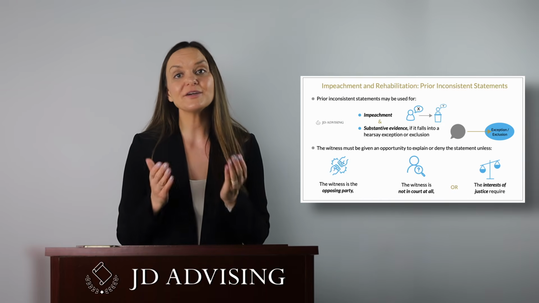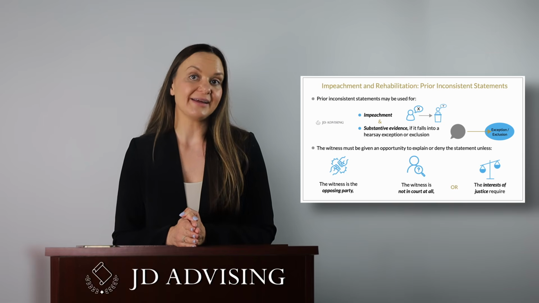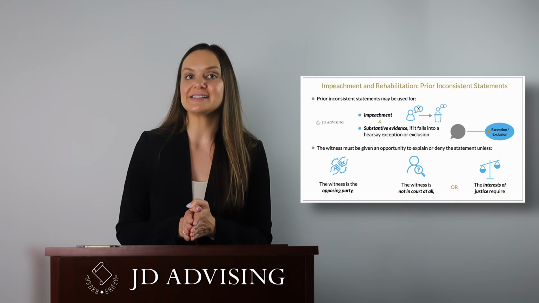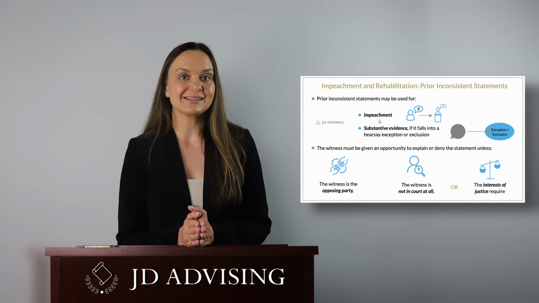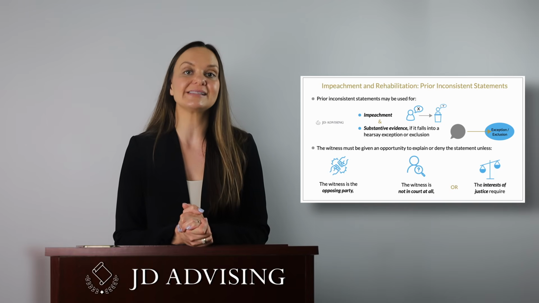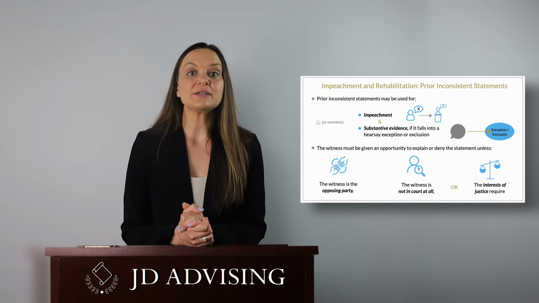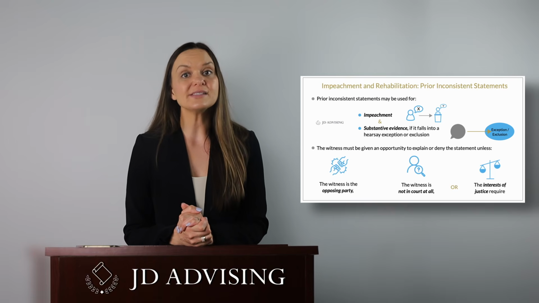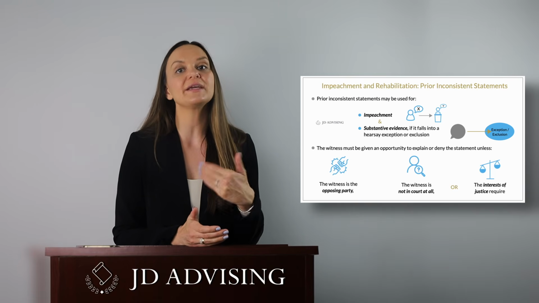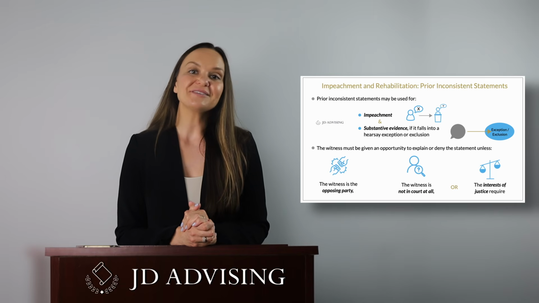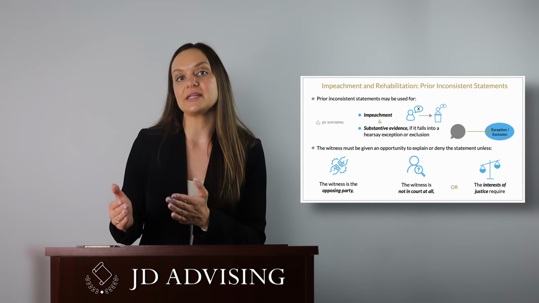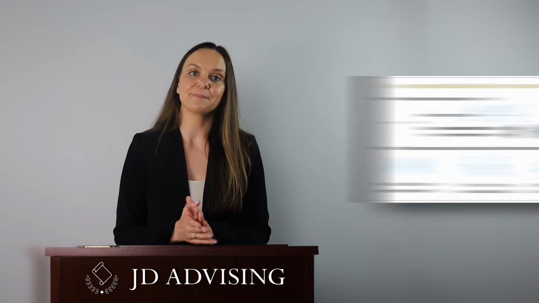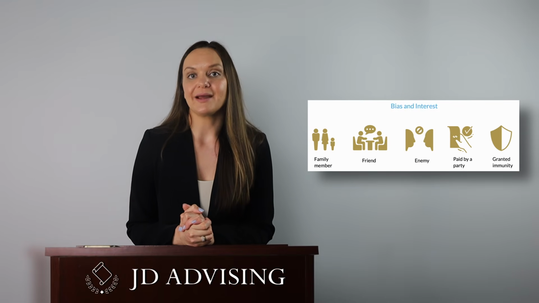So let's turn to those impeachment mechanisms. First is prior inconsistent statement. Under this mechanism, any prior inconsistent statement can be admitted to show that the jury should not believe the witness because the witness said something inconsistent in the past. These statements come in to impeach and sometimes can be used as substantive evidence if it falls into a hearsay exclusion or exception. Generally, the witness must be given some sort of opportunity to explain or deny those statements, but there are exceptions.